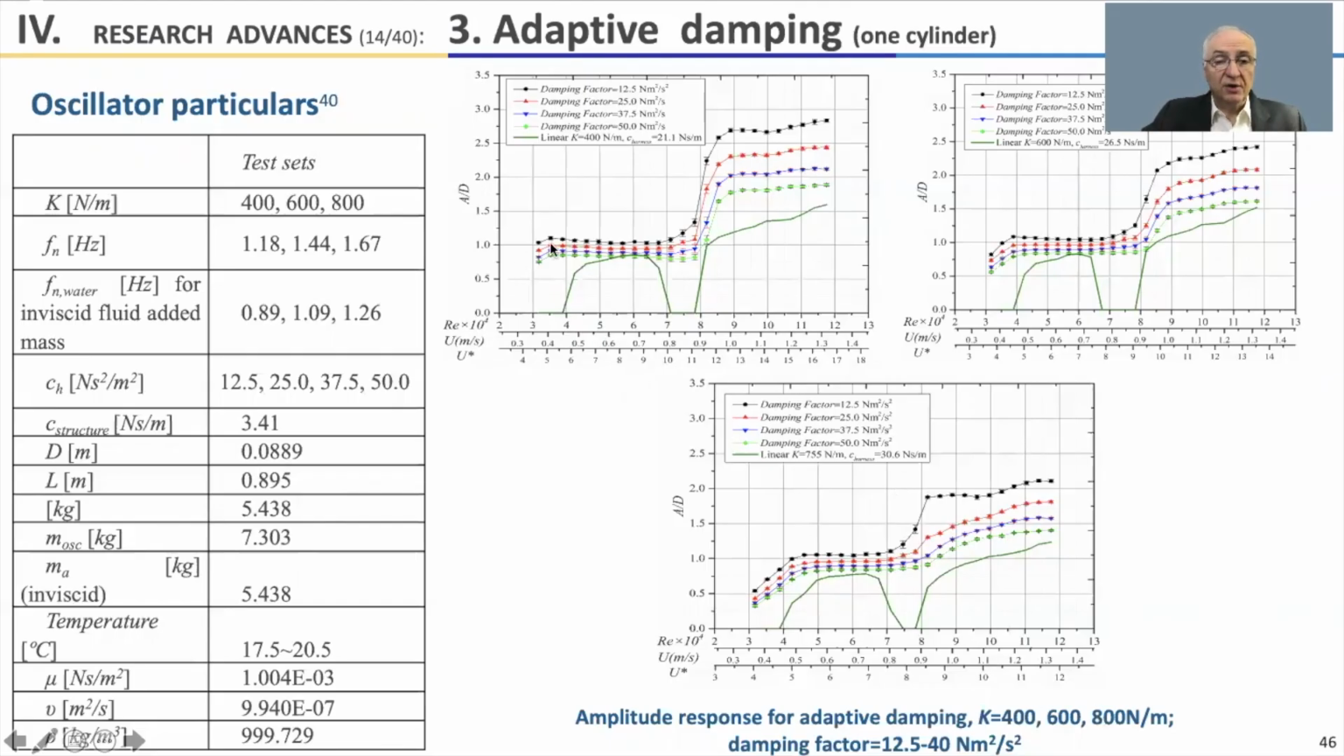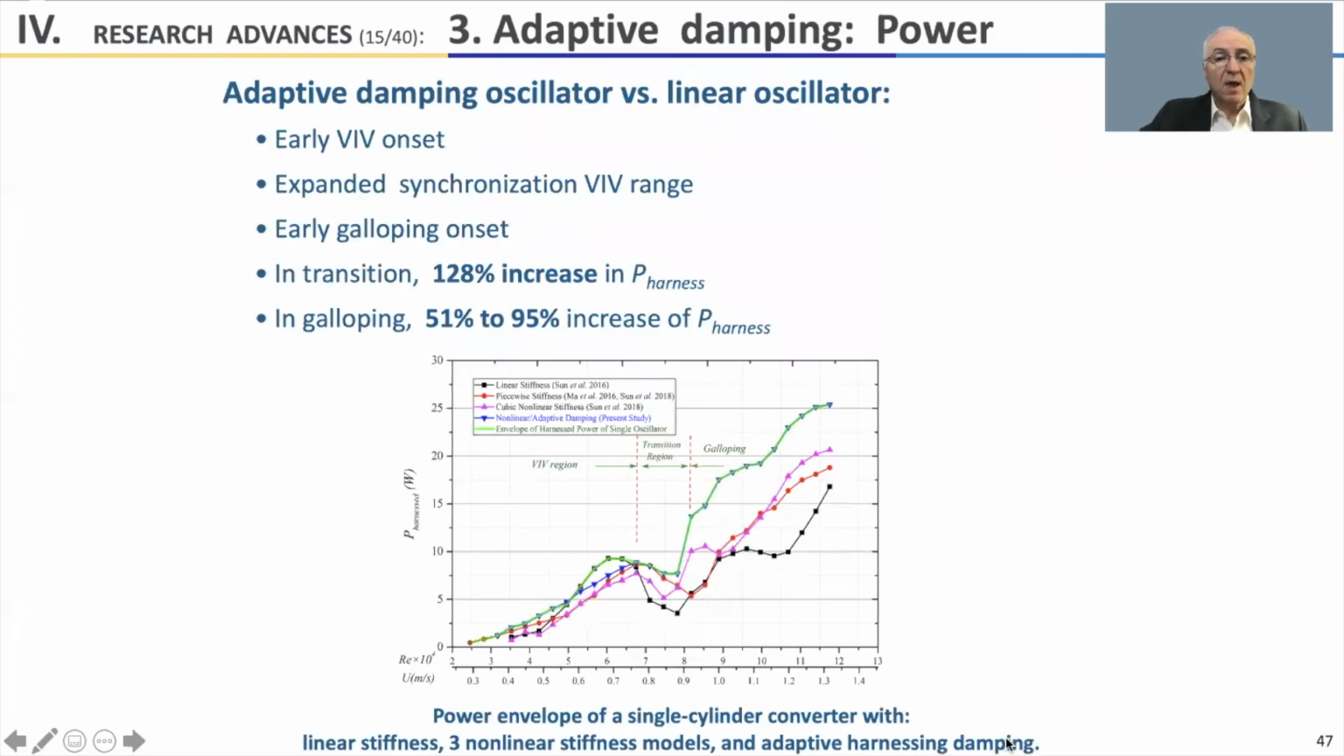We start earlier than VIV. We bridge the gap between VIV and galloping that excessive damping can cause. We increase the amount of power that we are harnessing for all three values of stiffness that we have checked. How much? In galloping, we increase the harnessed power by 51% to 95%. In transition, of course, we increase it by even more.